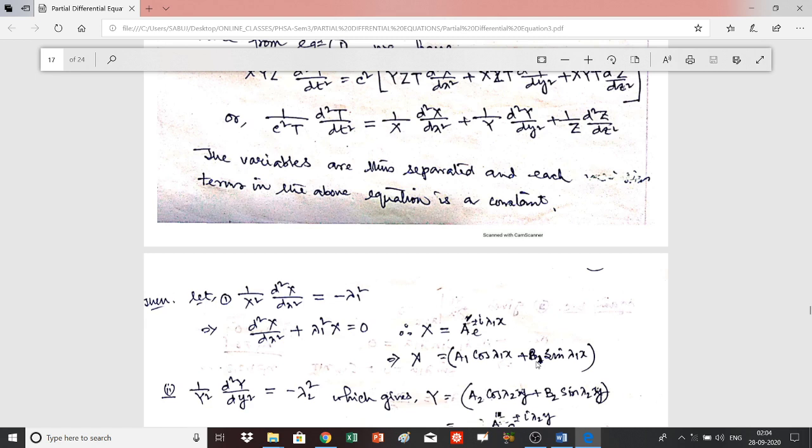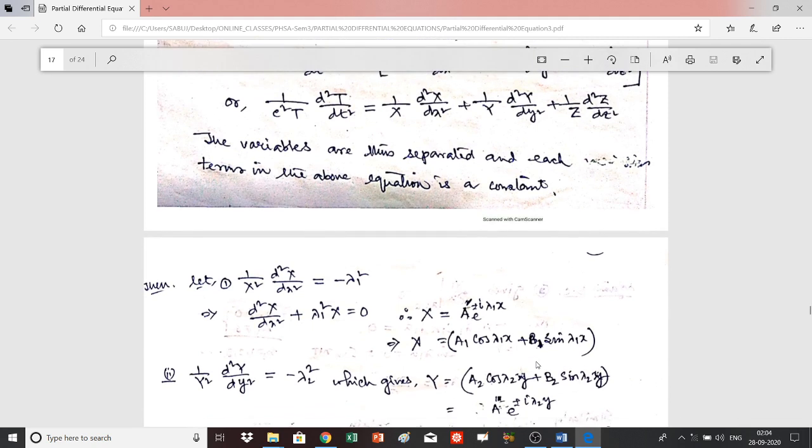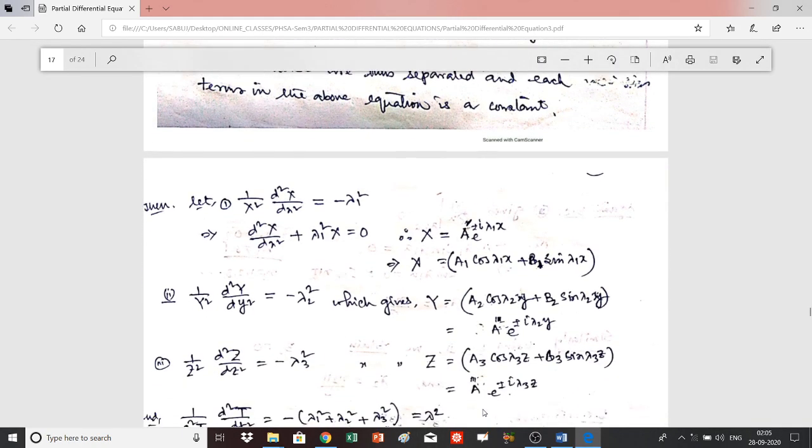Now for the second one, that is 1 by Y, d2Y by dy square. This is also 1 by Y, it should be here. That will give you the solution, as you know how to find out the solution. This is A prime, so that will give you A double prime e to the i lambda 2y. That can also be written as a2 cos lambda 2y plus b2 sin lambda 2y.